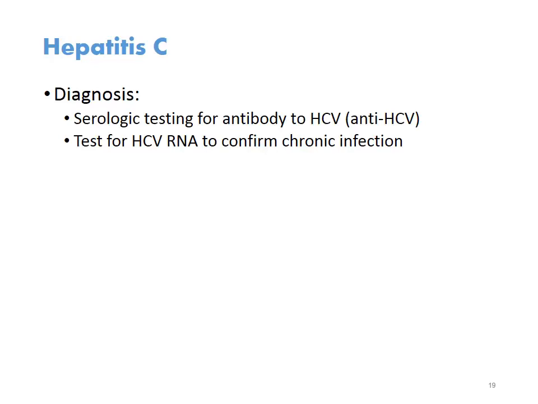HCV is diagnosed in two steps. Firstly, a blood serum test for anti-HCV antibodies identifies people who have been infected with the virus. However, this test does not indicate whether the infection is still present or has already been cleared. So, if the test is positive for anti-HCV antibodies, then a test for HCV RNA is needed to confirm that the person is still infected with HCV.